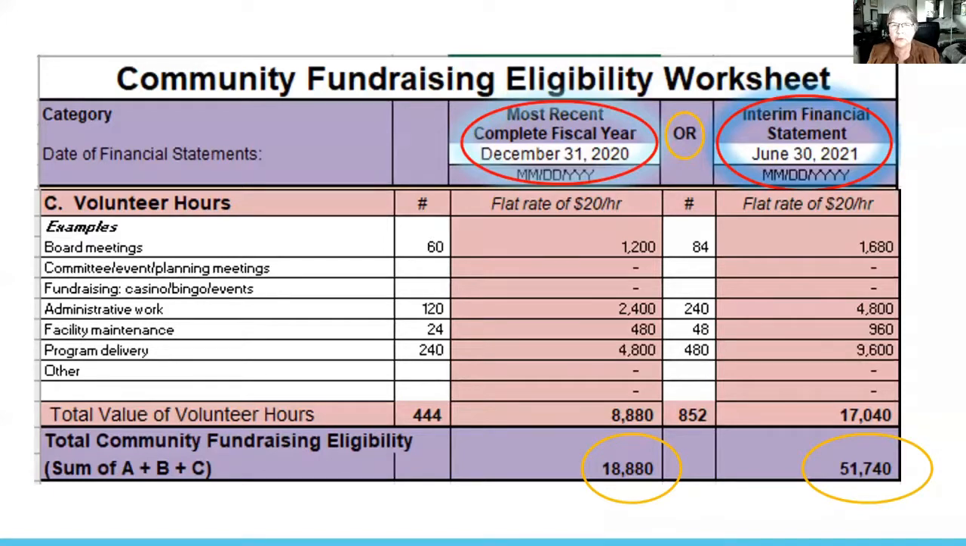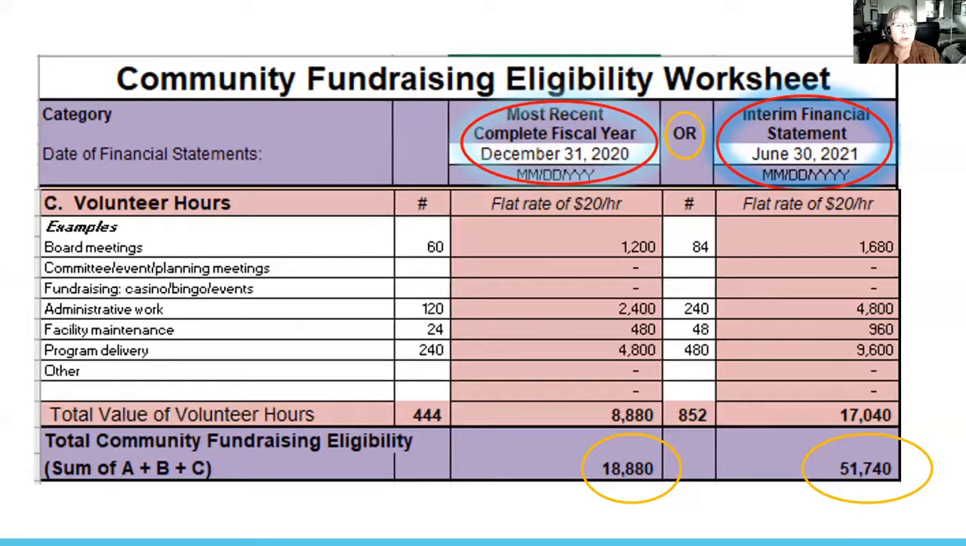Total community fundraising eligibility is determined by the total of each section, including A, the cash revenue, B, the in-kind goods and services, and C, the volunteer hours. In this example, the maximum matching eligibility toward core funding for this organization is $51,740, as indicated in the bottom right column in the orange circle. Organizations can use their most recent fiscal year or their interim financial statement, whichever benefits them the most.